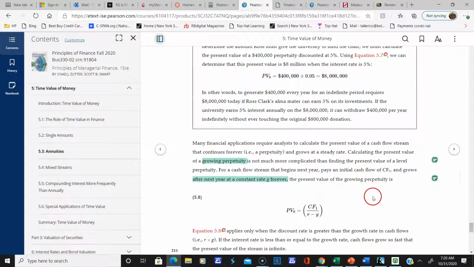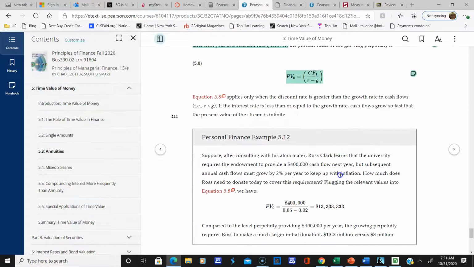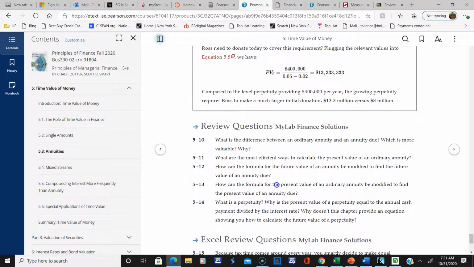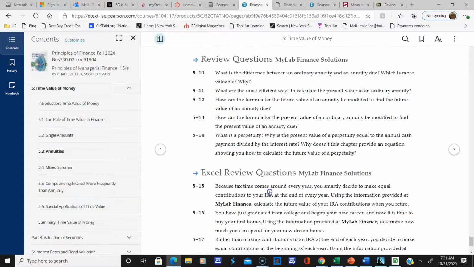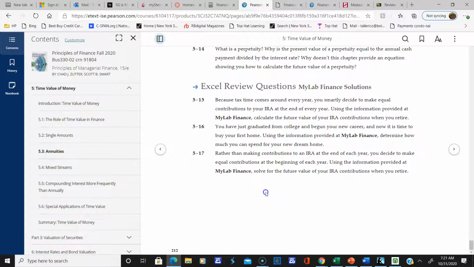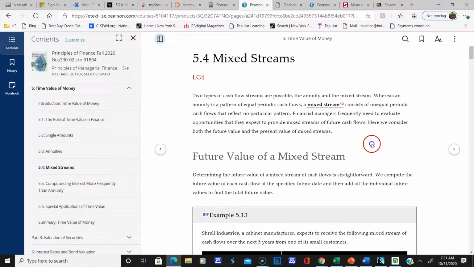Okay. All right, so here's now again, the equation's very simple. The present value would just be the cash flows you're going to get forever divided by the interest you're going to receive minus the growth rate. Okay. So again, that should have been easy. And here's the personal finance example of the growth rate. All right, so here's some more review questions, which you should do to get comfortable, right? And basically, I believe we will move on to now things called mixed streams.